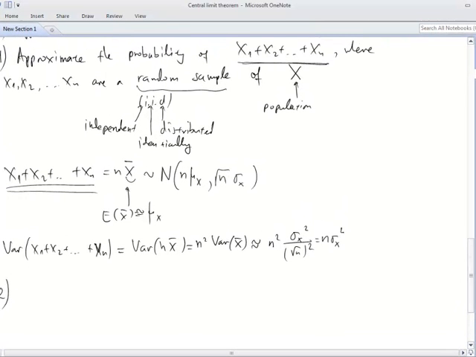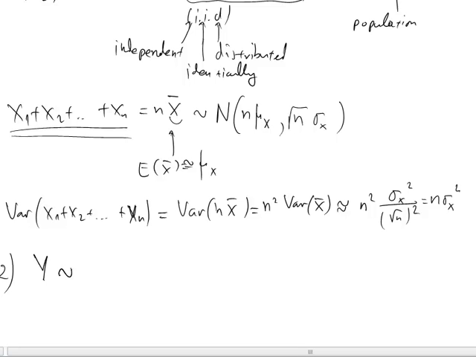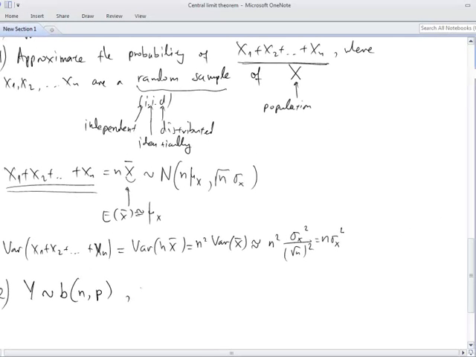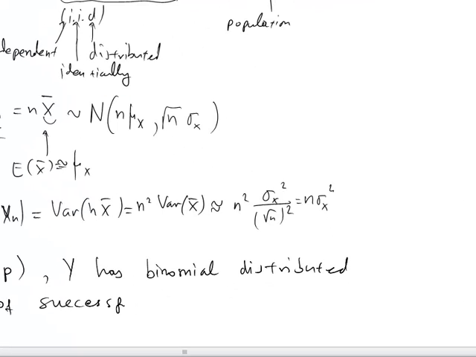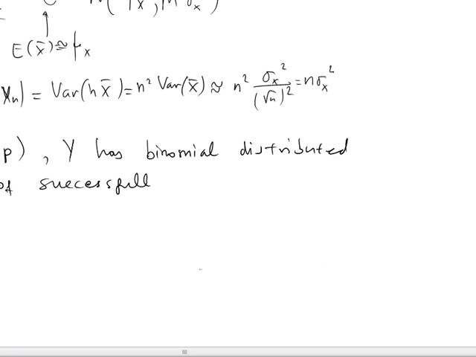Item number one: to calculate binomial probability. Suppose that we have a random variable y, which has a binomial distribution with parameters n and p. P is the probability of success in a single Bernoulli trial. The generic setting of a binomially distributed random variable is that y is the number of successful outcomes in n independent Bernoulli trials.